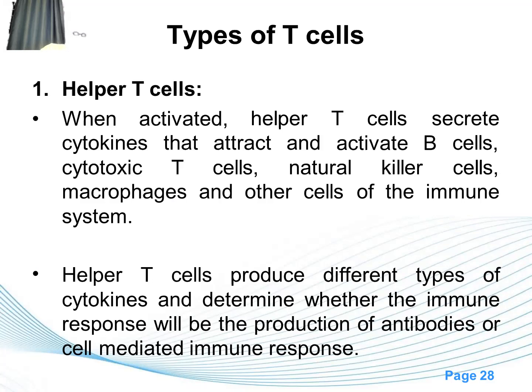So let us look at the types of T cells. There are T helper cells. When activated, the T helper cells secrete cytokines that attack and activate B cells, cytotoxic T cells, natural killer cells, macrophages, and other cells of the immune system. So T helper cells produce different types of cytokines and determine whether the immune response will be the production of antibodies or cell-mediated immunity.